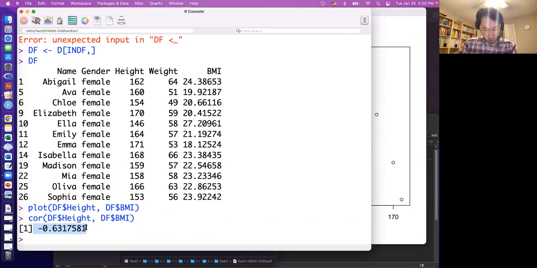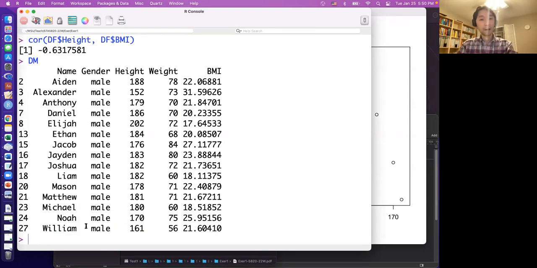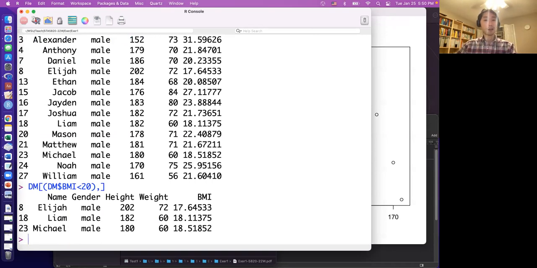Next, extract rows of male students with BMI less than 20. Suppose that we have the male data set, and further we want to confine this data set to students with BMI less than 20. Then you can specify DM BMI is less than 20, and you get the data set. So this is the data set with male students with BMI less than 20. This kind of operation is useful for final projects. Any questions?